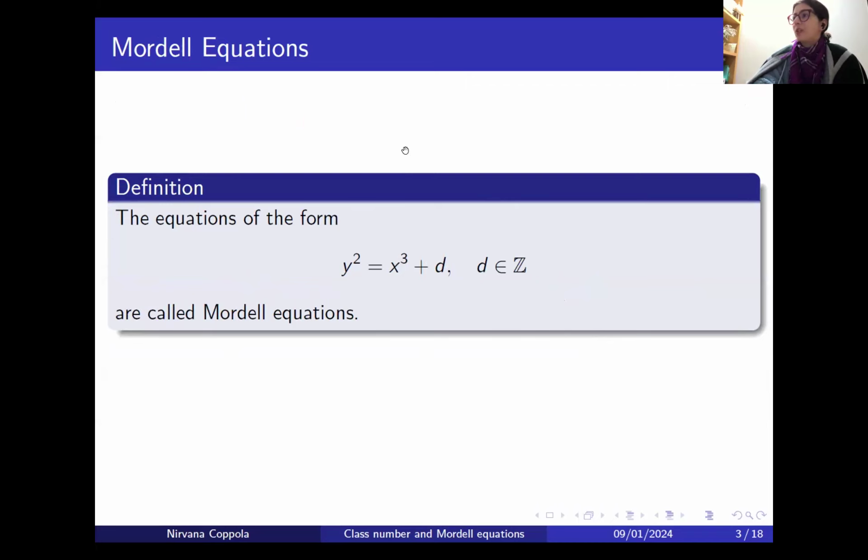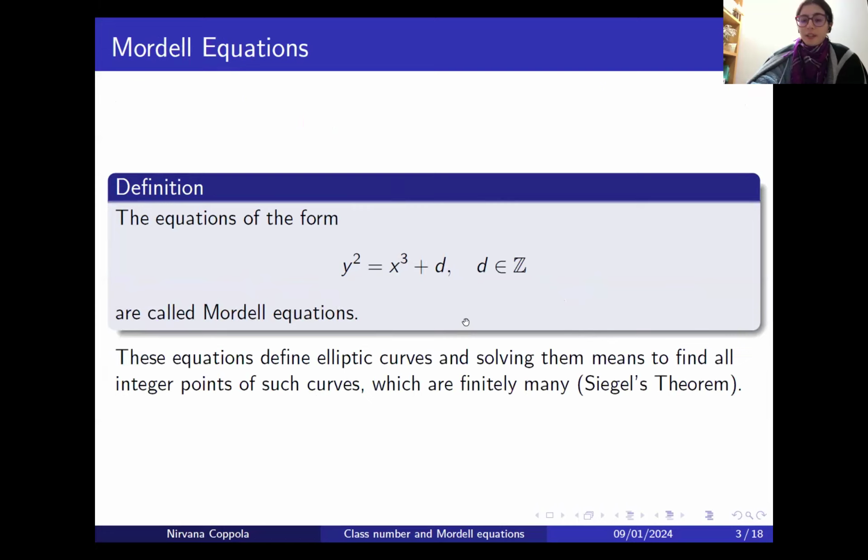These equations were first studied by Mordell in the more general setup of elliptic curves. Indeed, such an equation is the equation of a particular elliptic curve. And as such, it is known by Siegel's theorem that there are finitely many integer solutions, integer points. Of course, saying finitely many doesn't say whether there are any, and doesn't say how many. So the interesting part is still to actually find what the solutions are.